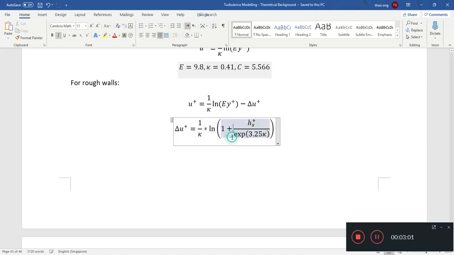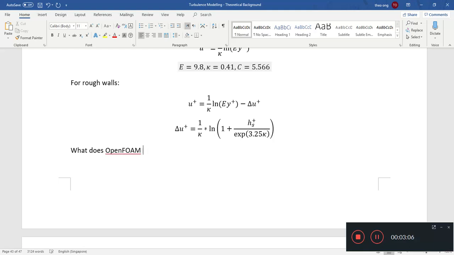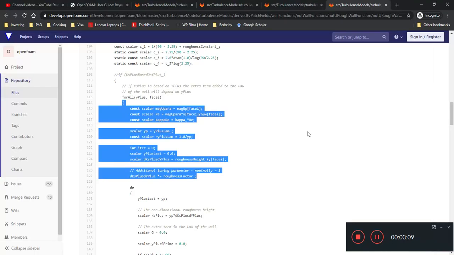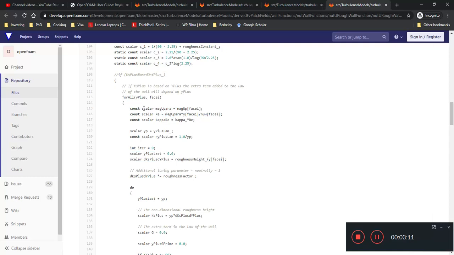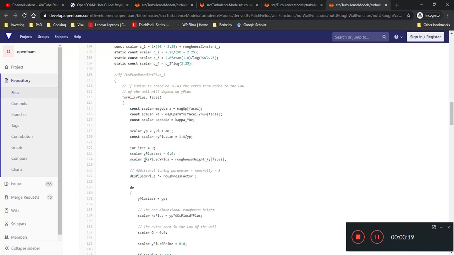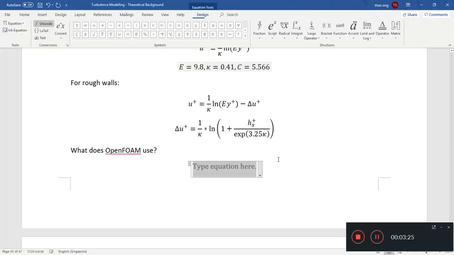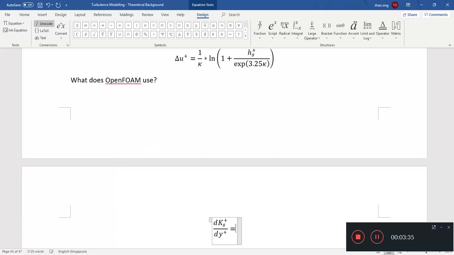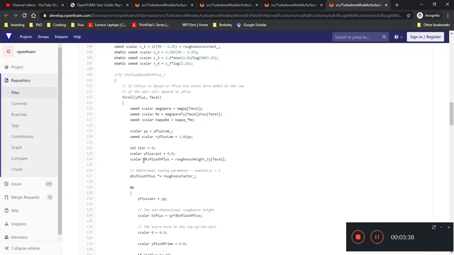Now we will try to decipher what OpenFOAM uses. From the source code, from line 115 onwards, they use the same smooth wall function definitions. However, there is this dks plus dy plus. So let's write that down: dks plus dy plus. This is this one over here.